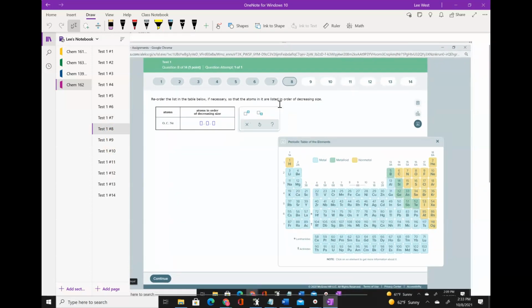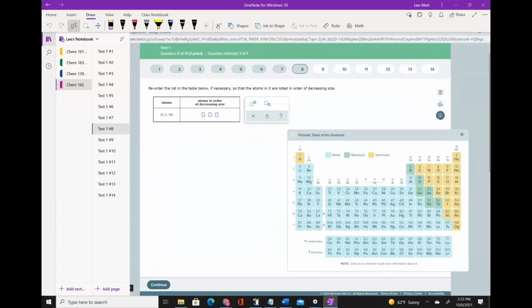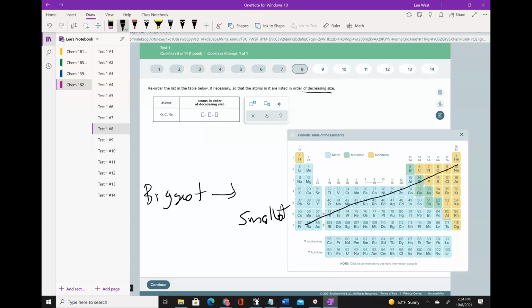Okay, this one looks like we're talking about that section, periodic properties. And we're going to arrange the atoms here in order of decreasing size. So decreasing, so biggest to smallest. Right? So what do you want to get? We want to know the order that they get bigger in, right? And it turns out that the atoms increase in size as we go that way. So they increase in size.